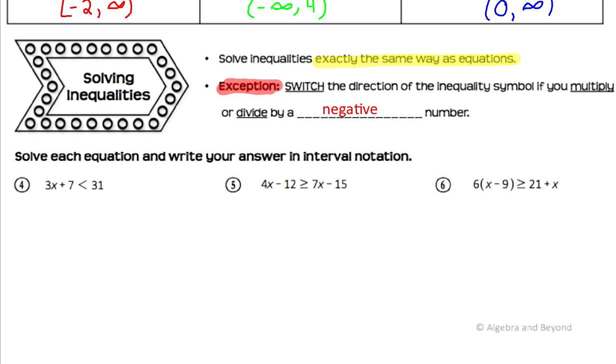So we're going to turn the inequality around anytime we're solving and we divide or multiply both sides by a negative number. So let's look at what that might look like. So for number 4, we're going to start it the exact same way. We're trying to isolate that x value by itself on the left side of the equation. So I'm going to start by subtracting 7 from both sides. That's going to leave me with 3x is less than 24.